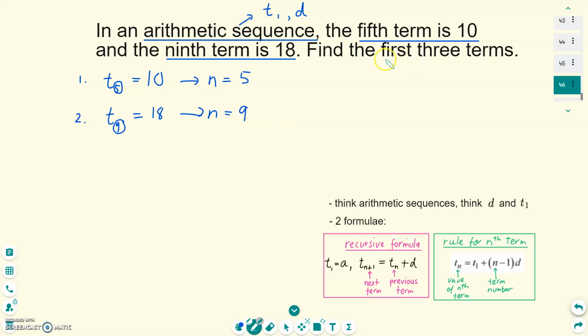So we need to find the first 3 terms. So we want to find T1, T2, T3, which is ringing recursion bells to me, right? That's how you generate terms. Nice and easy. But let's do it. Bit of a different one. So we are going to start by using this rule. I'm going to write it down. The rule for the nth term, Tn equals T1 plus n take 1 times D.